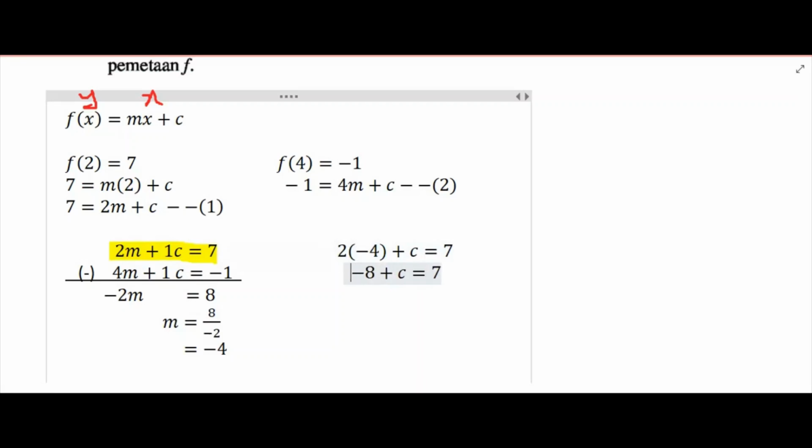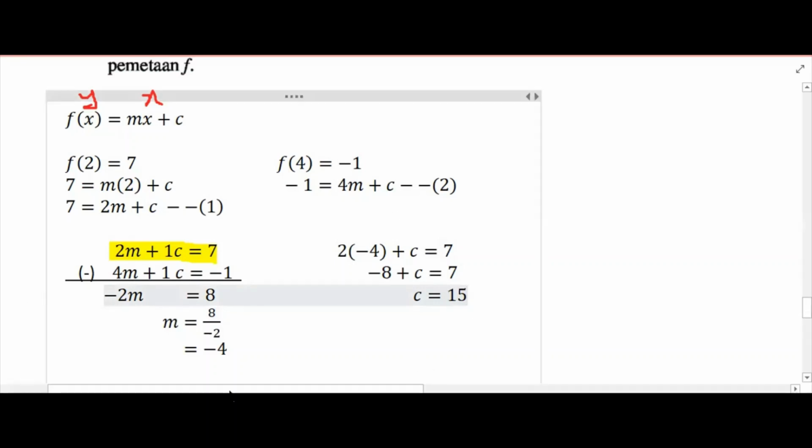Okay, can you solve for teacher? What is the C value? Cuba cari C dia berapa? Write in the chat box. What is the C value? 15. Yes, 7 plus 8. 7 tambah 8, 15. So you get your M, you get your C already.